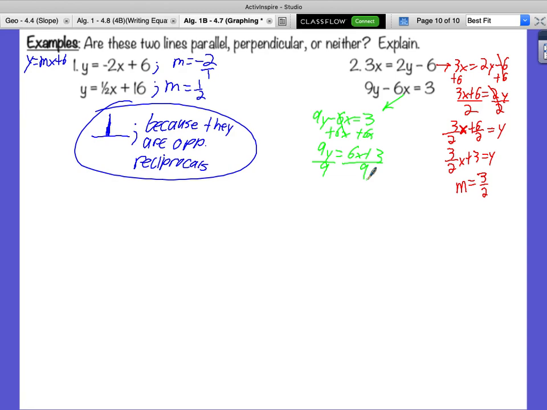Okay. y is equal to 6x over 9 plus 3 over 9. Can 6 over 9 reduce? What goes into both 6 and 9? Yes, 3. So it becomes 2 over 3 x. What does 3 over 9 become? 1 over 3. Okay. So what's our slope of this line? 2 over 3.